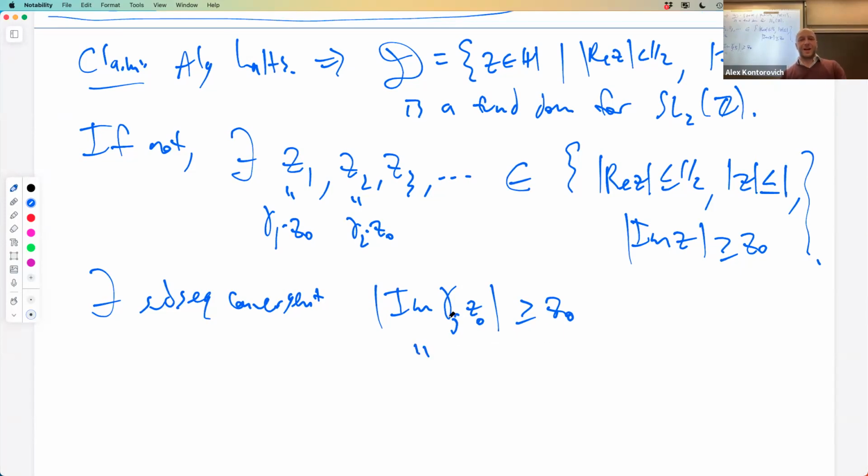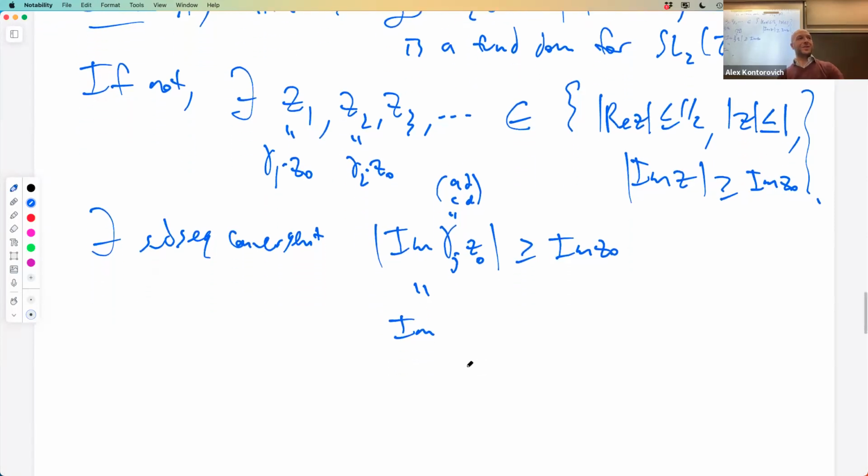But what is this? Again, if gamma J is A, B, C, D, I guess A_J, B_J, C_J, D_J, the imaginary part, we remember what this was? Sorry, what am I saying here? Z0 is a complex number. It's the imaginary part of Z0. The height of Z0. Okay, so what's the imaginary part of gamma J Z0? You remember?